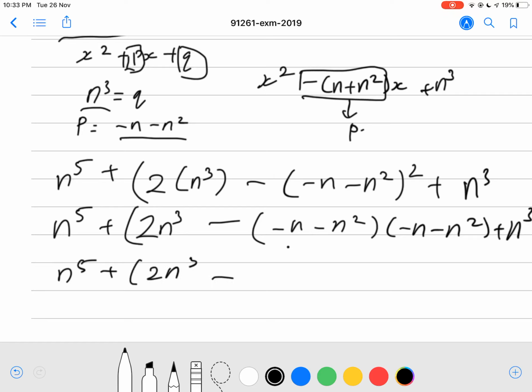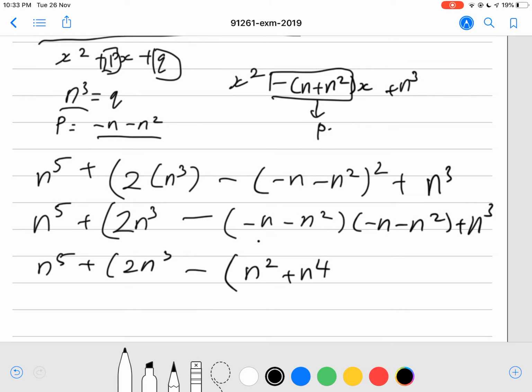2n cubed minus: negative n times negative n is n squared. Negative n squared times negative n squared is positive n to the power 4. Negative n times negative n squared is n to the power 3. Negative n squared times negative n on the other side is also n to the power 3. And plus the n cubed.